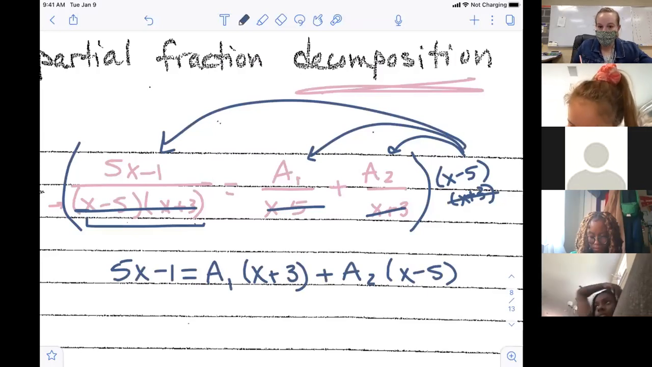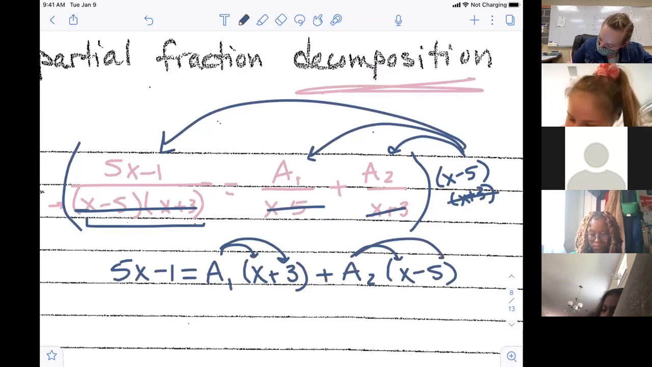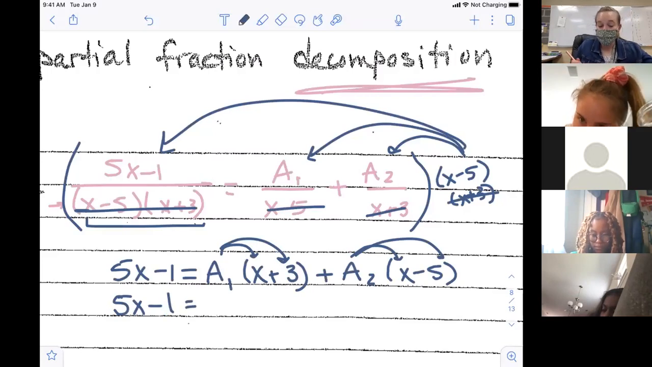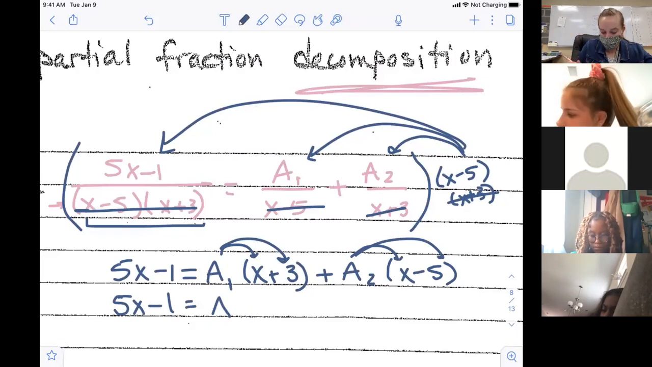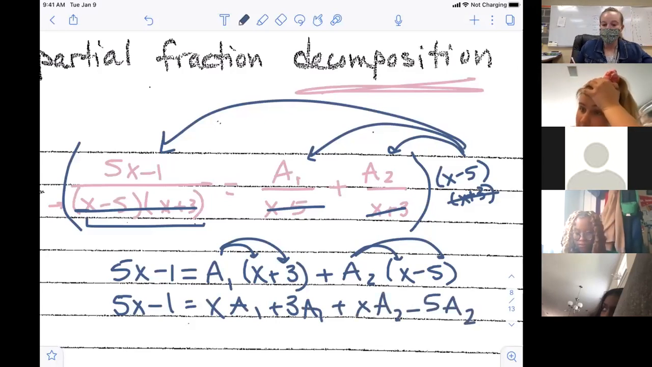From there, I distribute everything, and I want to get all my x's together and all my constants together. So I'm going to distribute my A1 into this parentheses and my A2 into this parentheses. So I've got 5x minus 1. I think I wrote it a little bit differently last class, like A1x, but that looks a little confusing to me. It does not matter. It's multiplication, it's commutative. But today I'm going to write the x in front and the A1 and the A2 in the back. So x times A1 plus 3 times A1, and then x times A2 minus 5 times A2.